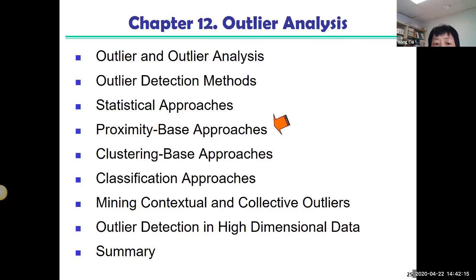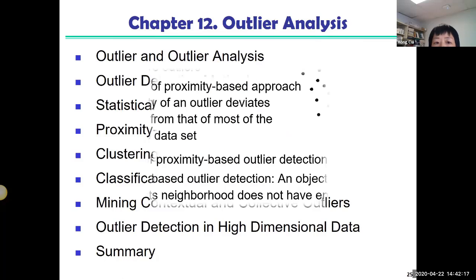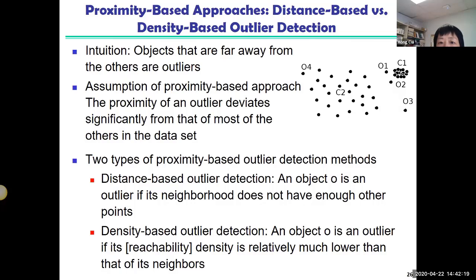So we covered a few statistical approaches, and now we're going to look at a proximity-based approach. So distance-based and density-based methods do not form clusters. They try to find outliers based on the intuition of outliers going to be further away. Outliers may be less dense or more dense.